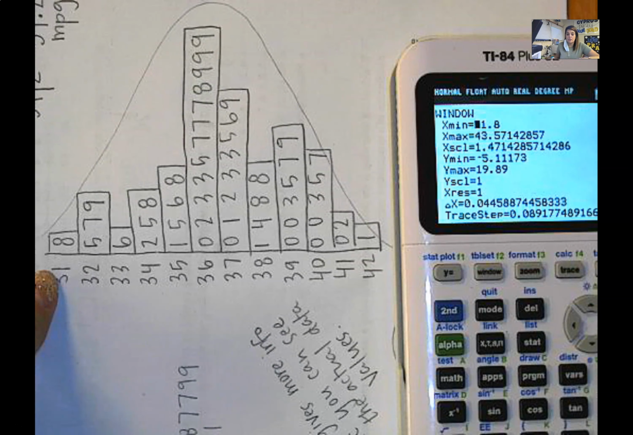So your minimum is 31.8 and your maximum is 42.1. So we're going to use this to set up our stems. So I'm going to start my stems at 31 and I'm going to go by ones all the way to 42.